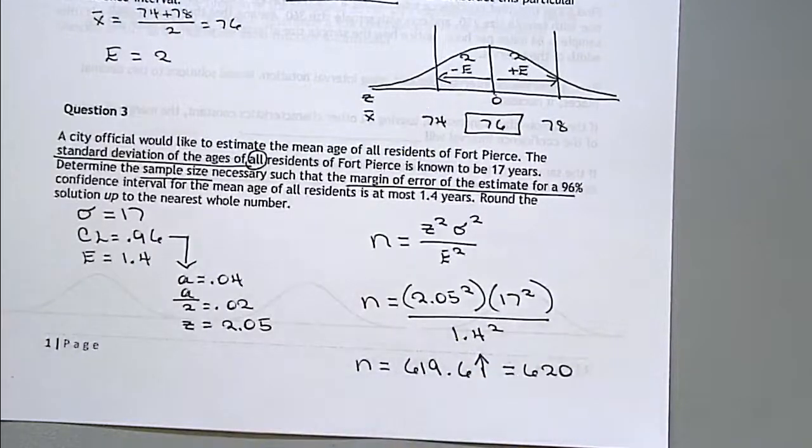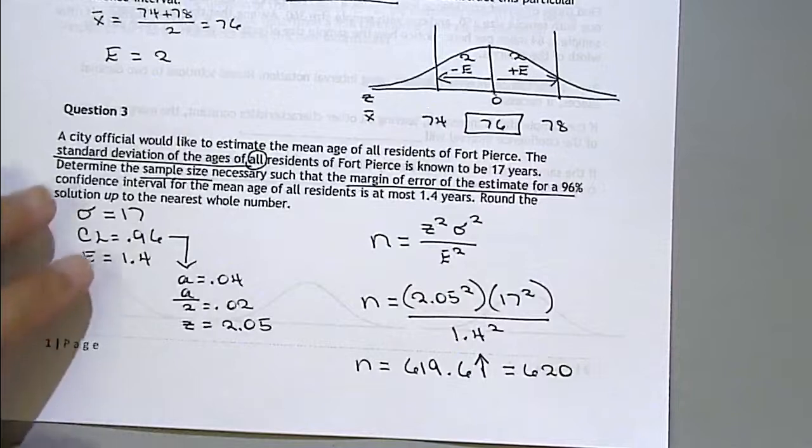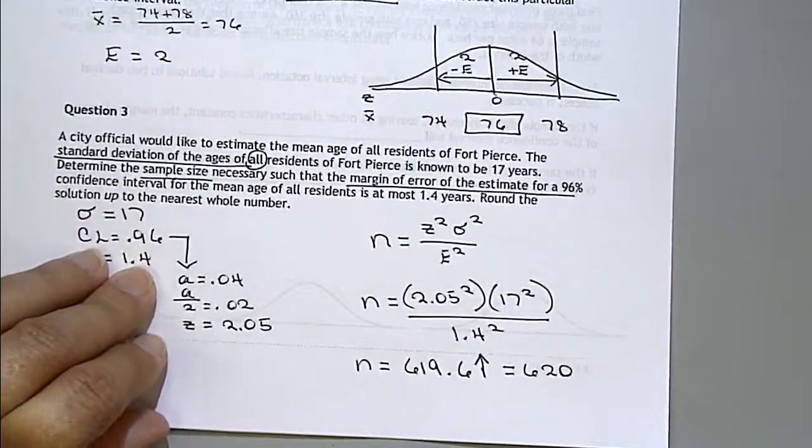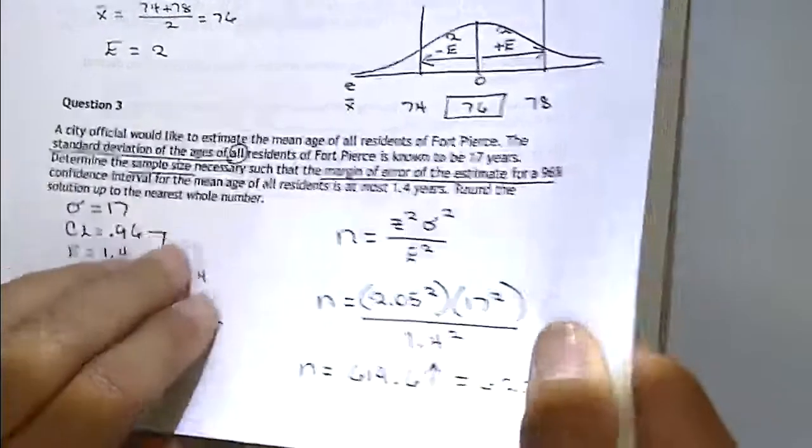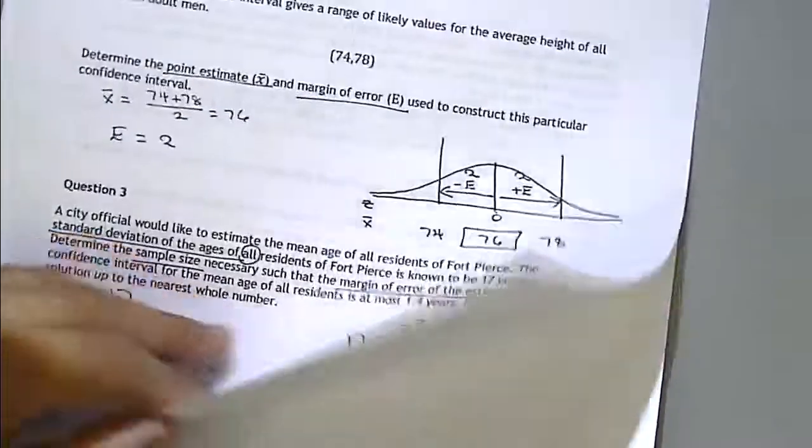Are you listening to me? Because that's one of the most commonly missed questions on the next test, is rounding down that sample size. You don't round it, you simply bump it up to the next whole number. Have you all heard me? Everybody nod, okay? Because I will tell you that's one of the most commonly missed questions, okay? All right, so we have a sample size of 620. We have to survey at least 620.